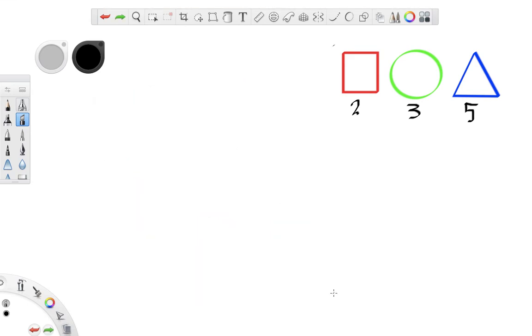Okay, so for the last part of this video, I'm going to change the shapes. I'm going to put letters. So our red square is going to be X. Our green circle is going to be Y. And our blue triangle is going to be Z.